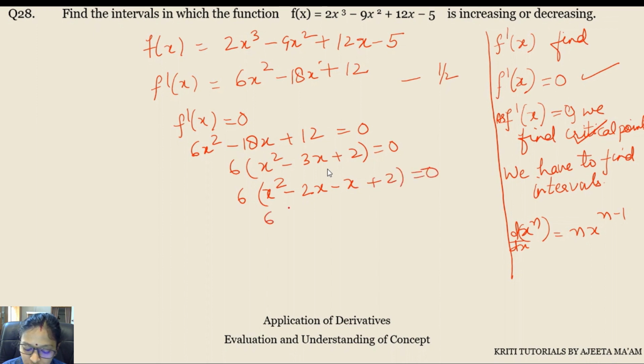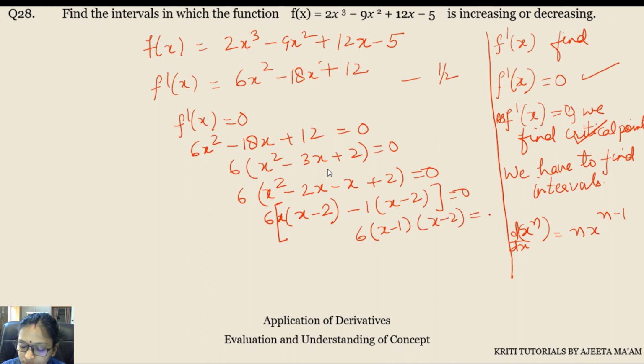So if I just do the factorization, what will I get? x minus 2. If I take x common, let's do it step by step. Let's not skip the steps in the starting. So now what we get? 6 times x minus 1, x minus 2. Now we are equating it to 0. So first we found f dash x, then we equate f dash x to 0 to find the critical points. For that, we have to do the factorization of f dash x. That is a very important part.